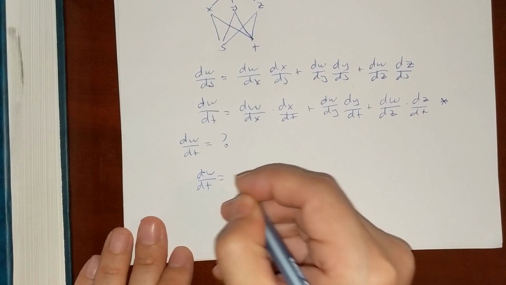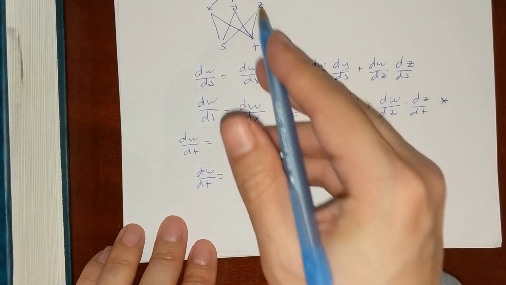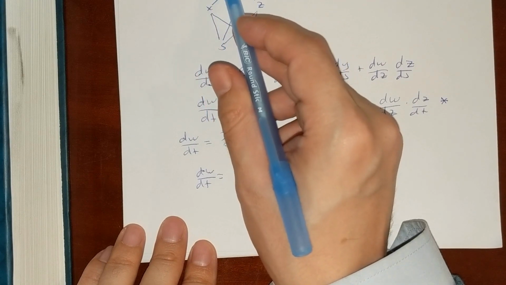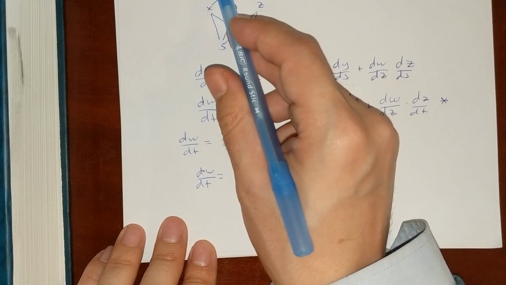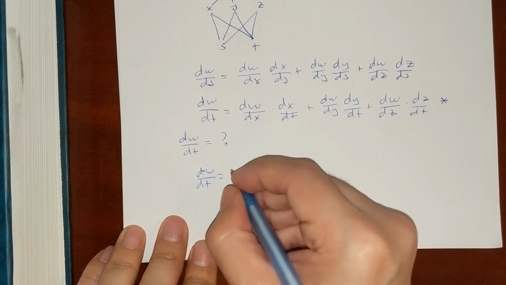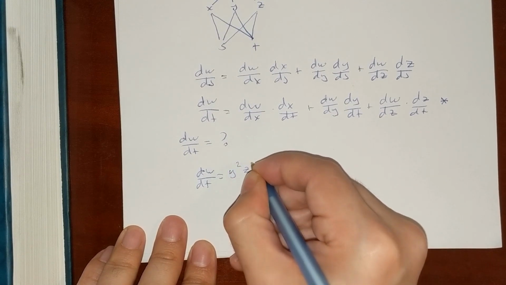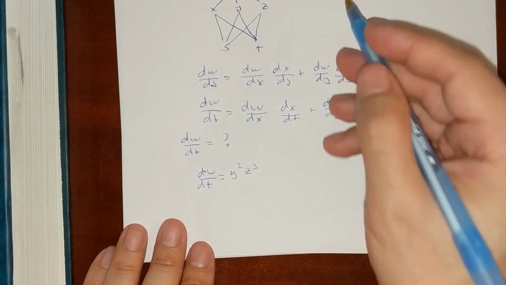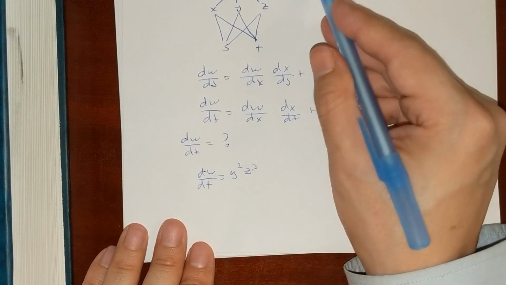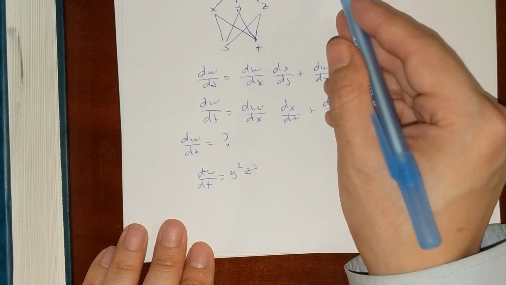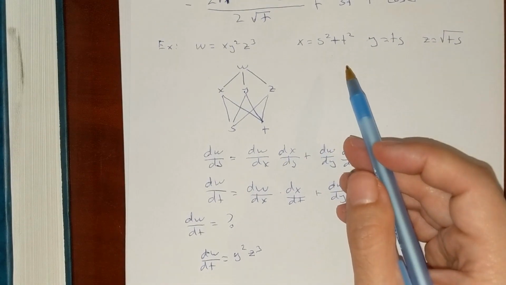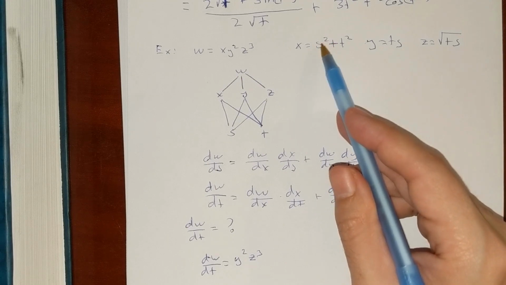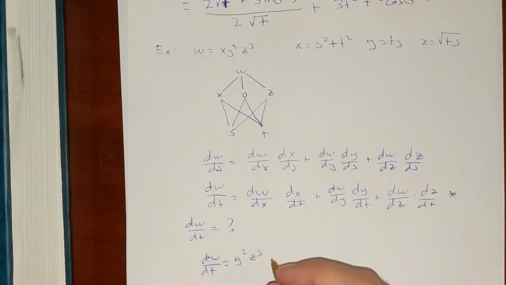dw/dt, we're kind of used to it. Now dw/dx. When I say dw/dx, of course x is the only variable. The other guys are just like constants. So when I take the derivative, I get y squared z cubed, times dx/dt. This is again a constant when we're thinking about the partial derivative. Sorry, you're not seeing what I'm looking at. So this is 0. This is just going to be 2t.